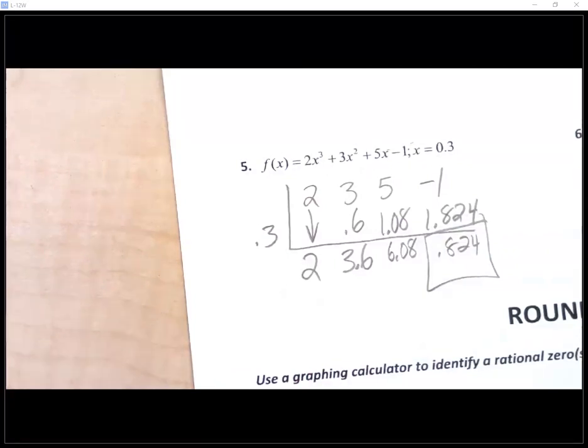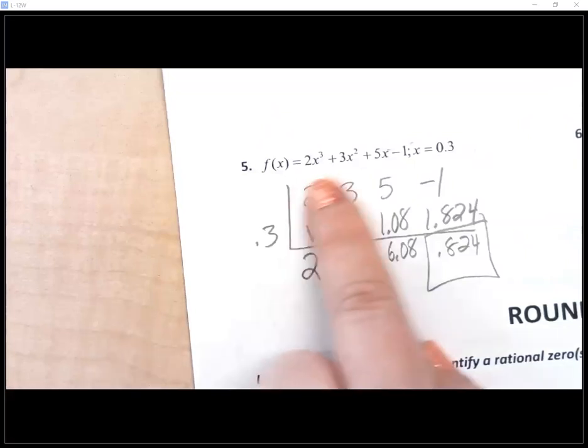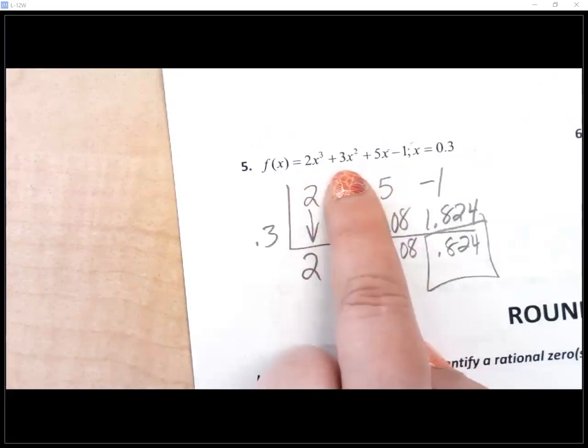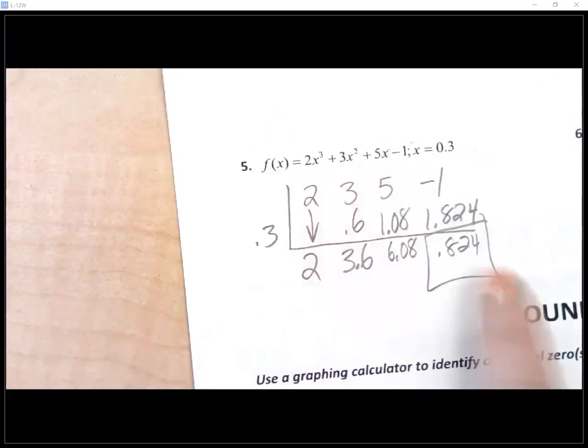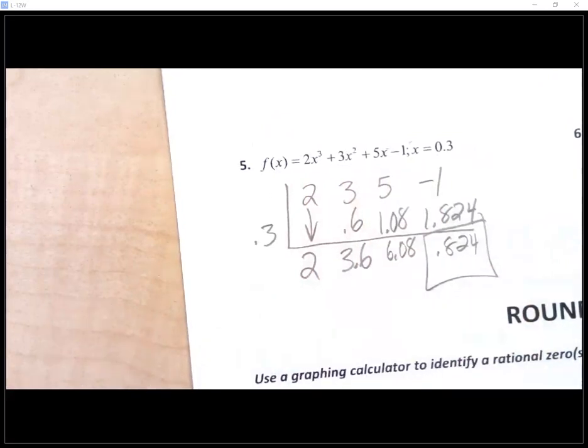You want to double check this answer? I mean, you got a calculator. Just plug in 0.3 directly. Do 2 times 0.3 cubed plus 3 times 0.3 squared plus 5 times 0.3 minus 1. It's going to get you that same answer. But if you really want to check it, go ahead. That's it. So, anybody have any questions?